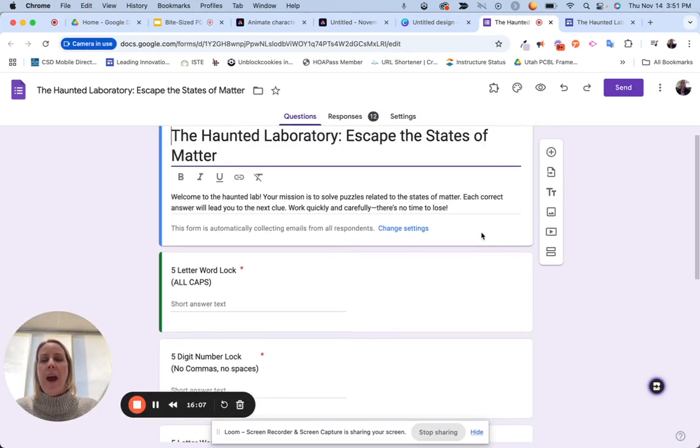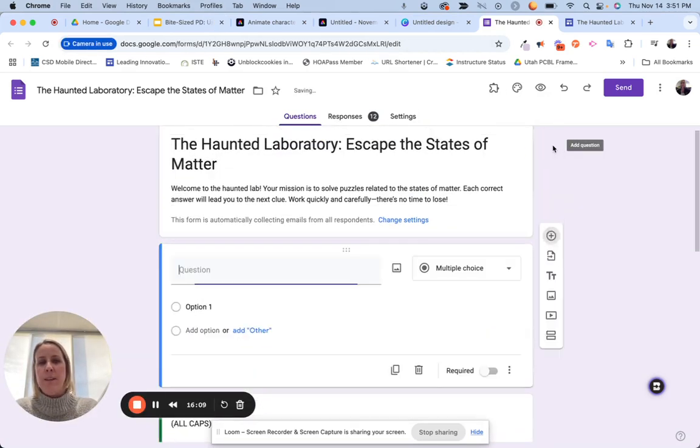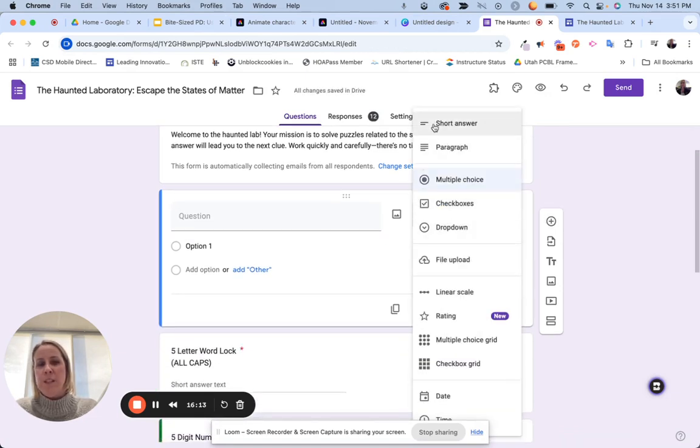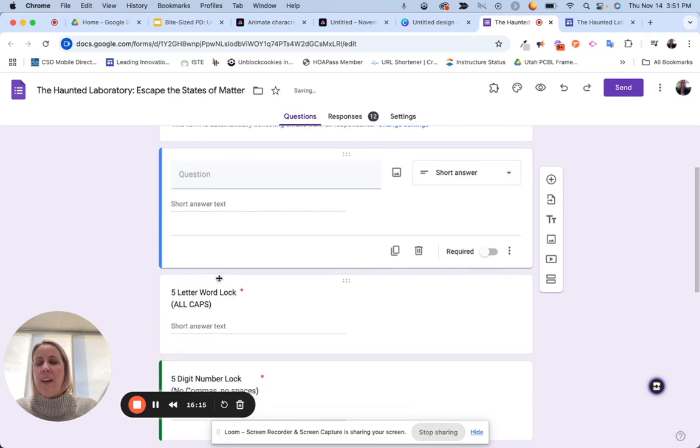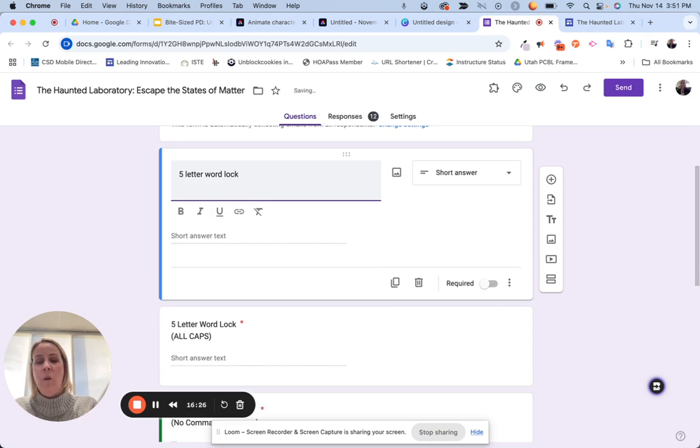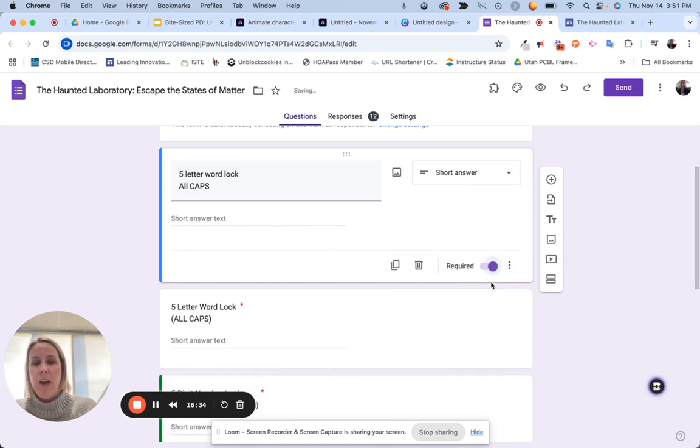So you add questions just like normal. You press the plus sign. I like to make it not multiple choice, but short answer. And this is where I will say it's like a 5-letter word lock. And then I like putting all caps just so they know it needs to be all capital letters. That way you don't get a mixture. And then where it says, right, once again, make it required.